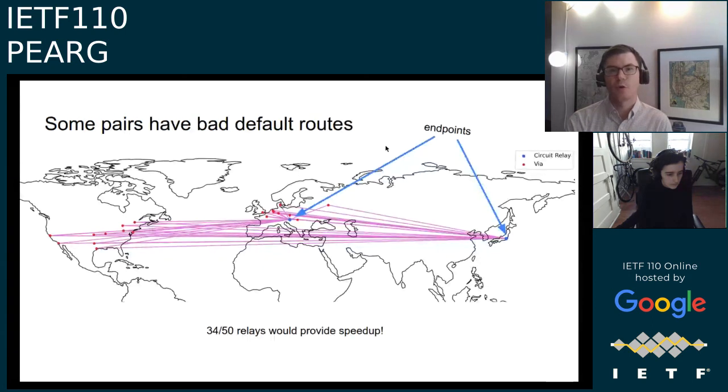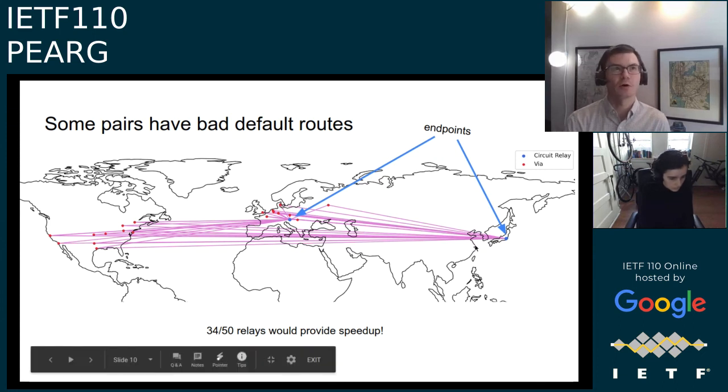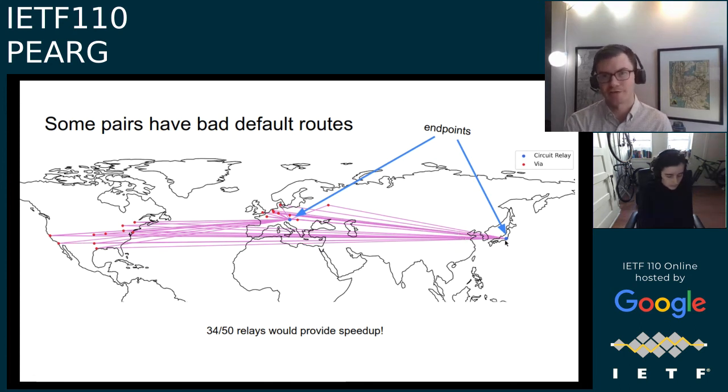We also observed that many of these pairs of nodes, their default routes are really bad. So in this example, 34 out of the 50 relays, when used as intermediate nodes, would provide a speedup. So the default route is worse than choosing another node in the Tor network at random to route traffic through. And again, this just indicates that whatever default route is coming out of this relay to the other relay is particularly bad.